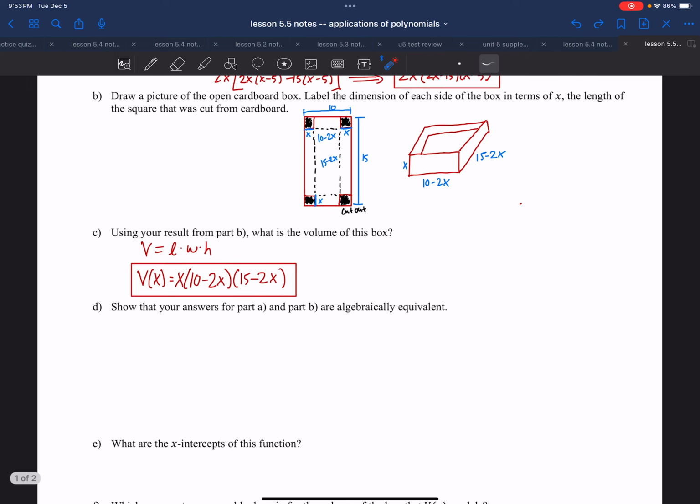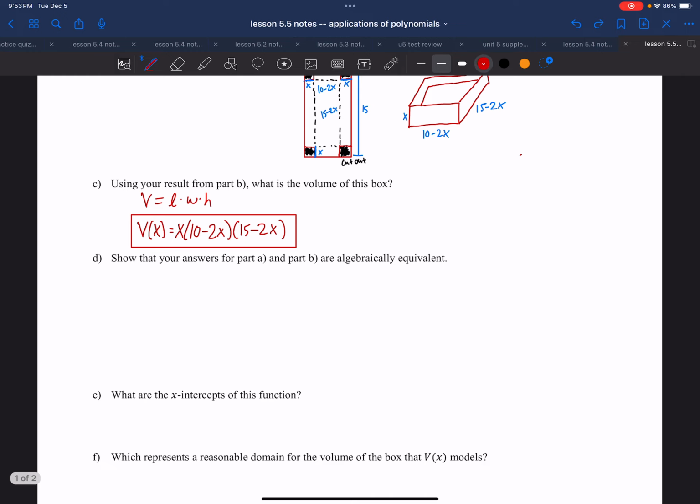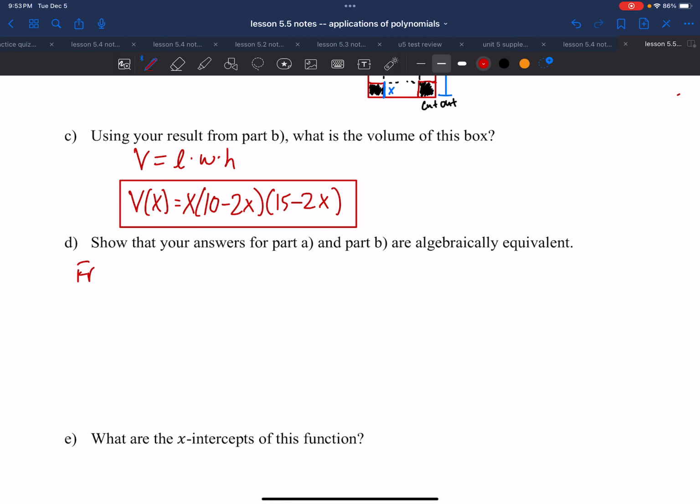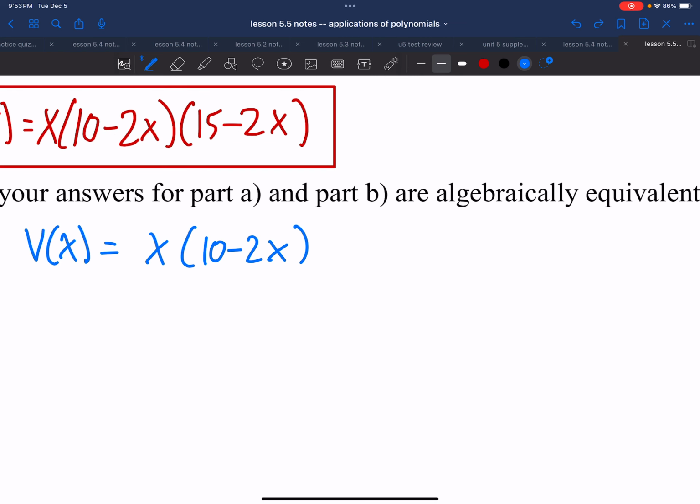So, what do I do here? What do I do? Well, let's take the result from part C. So from C, I'm going to do this in blue. From C, I see that V of x equals x times 10 minus 2x, and then 15 minus 2x.